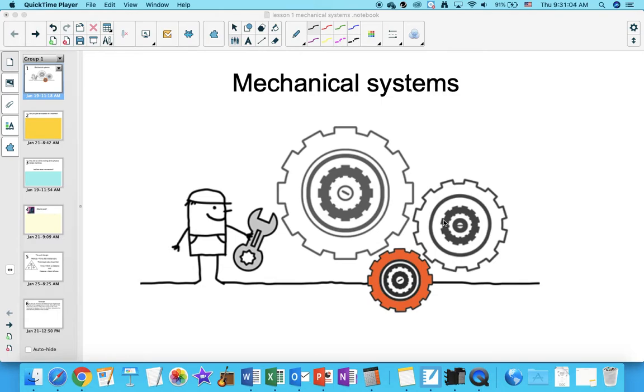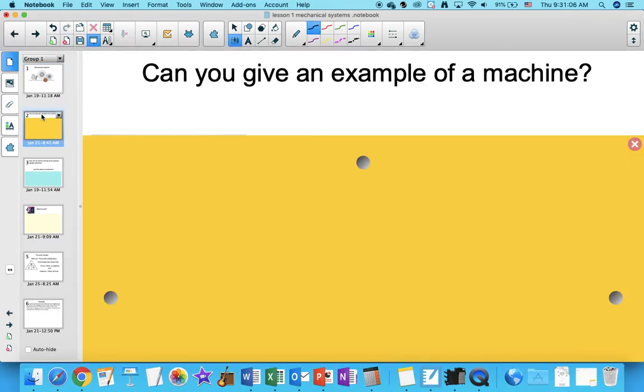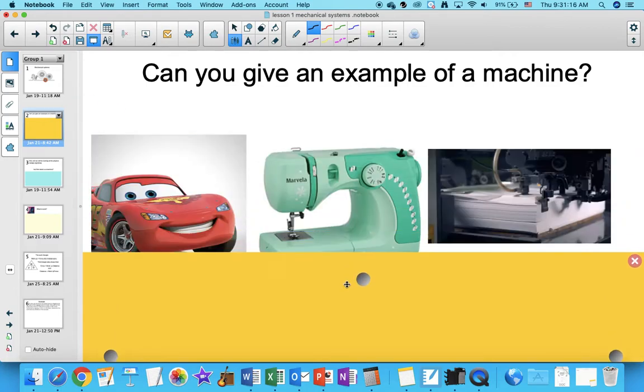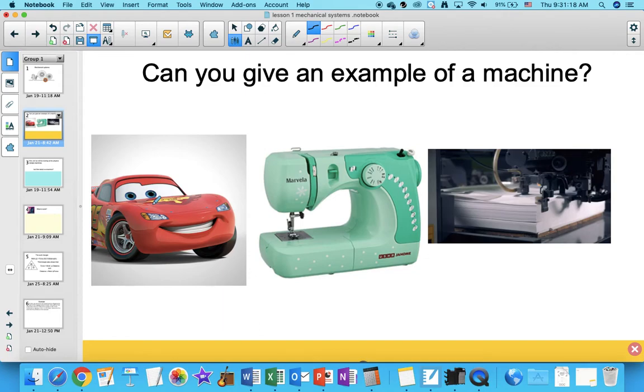So before we start, I'd like to ask the question, can you give me an example of a machine? Now, hopefully you've thought of one, and hopefully they're ones that we're going to show you right now, right? So we have the car, that's a machine, the sewing machine, and the printing press. These are all things that make things easier for you, right? So you can say that they're all machines. They're all automatic things that make work easier.